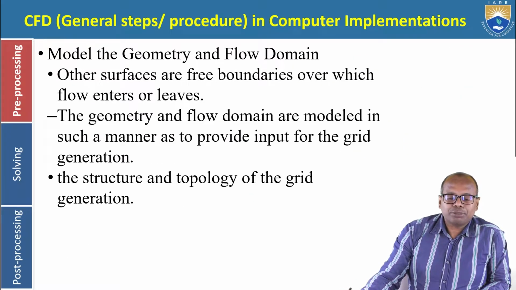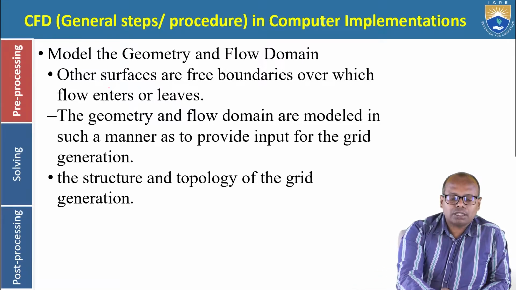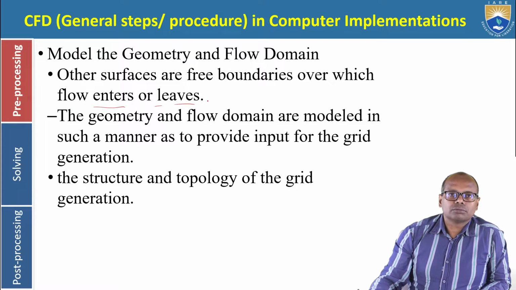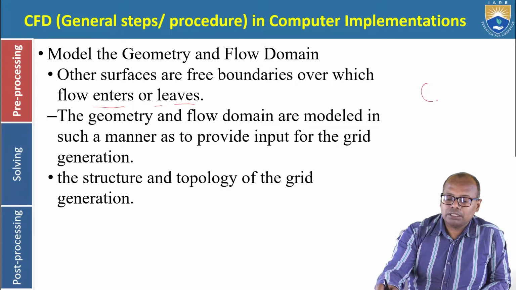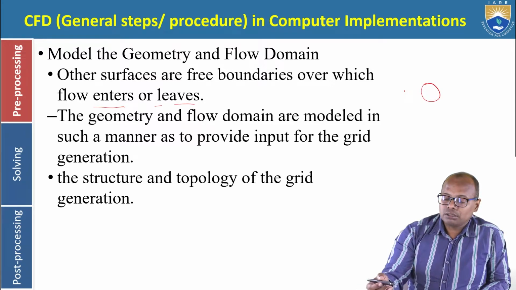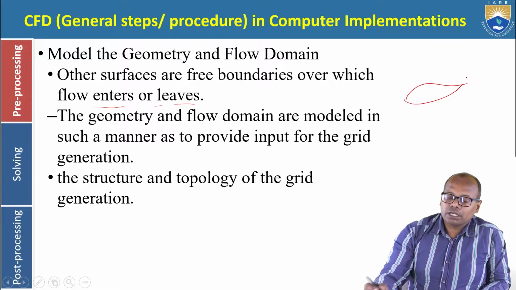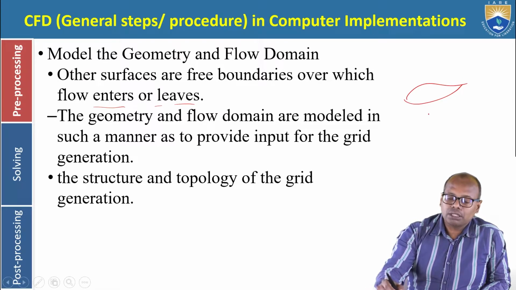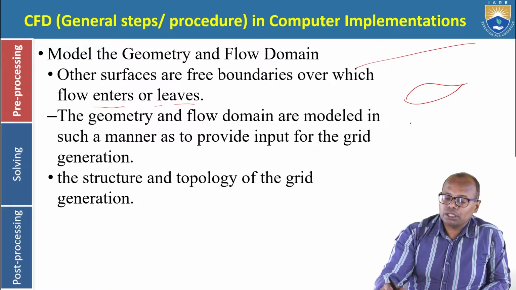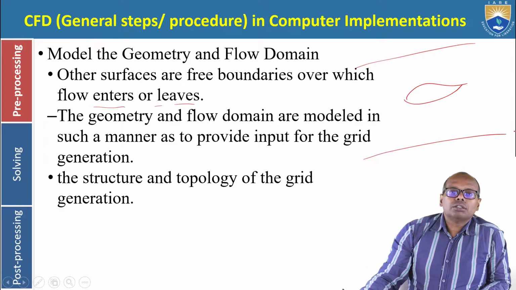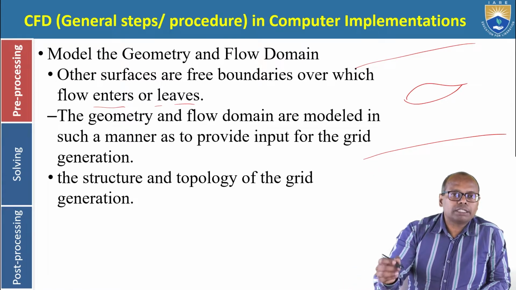The next step is other surfaces and free boundaries over which flow enters or leaves. Say suppose, we'll take one aerofoil. Suppose this is an aerofoil, and the fluid is flowing over this. If we are analyzing only the flow over the aerofoil, then we'll take it like this.